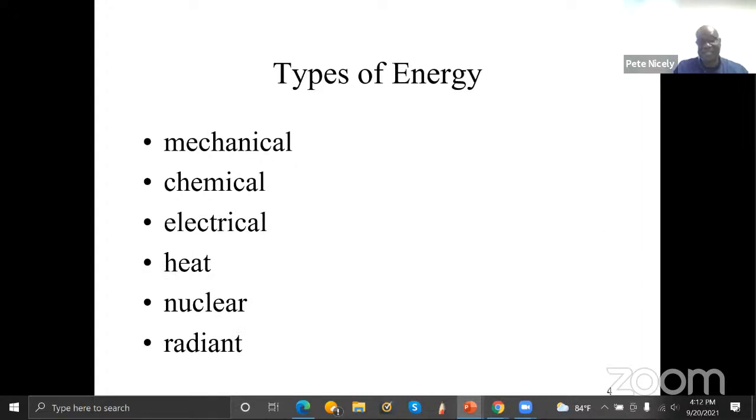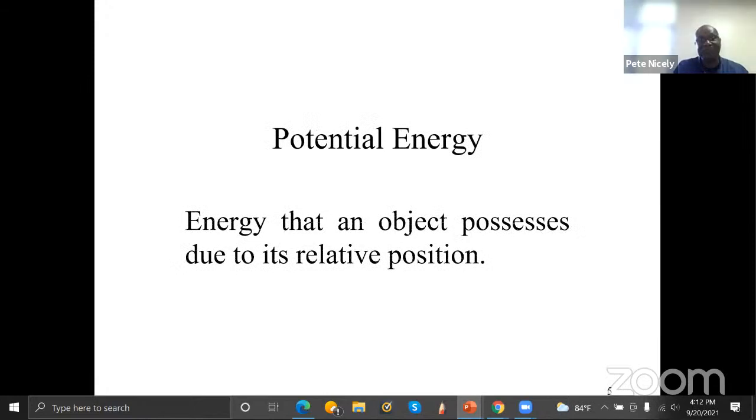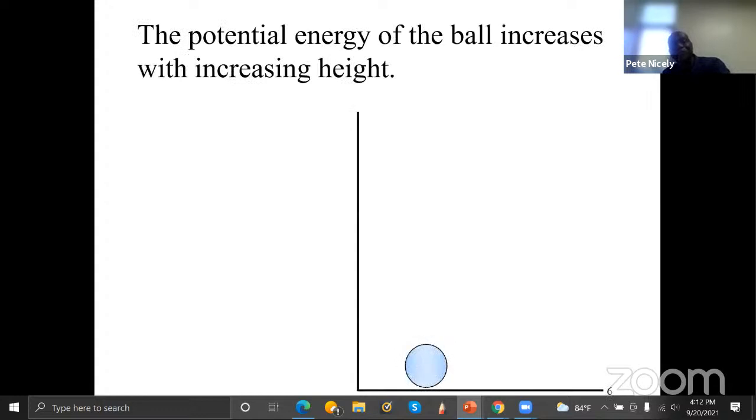But in the main, energy can fall into two big categories. You have what is known as potential energy, which is the energy that an object has by virtue of its relative position. And then you have what is known as kinetic energy, which we'll talk about shortly.